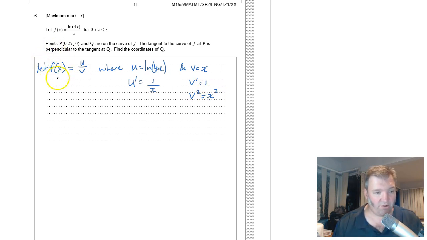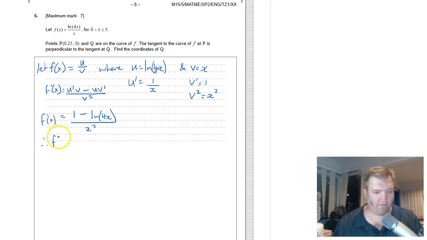We can go ahead and use our quotient rule now. F dash of x equals u dash v minus uv dash over v squared. Fill in the blanks. U dash v, 1 over x times x is just 1, minus u, log of 4x, by v dash is 1, so minus the natural log of 4x, divided by x squared. That's f dash of x.